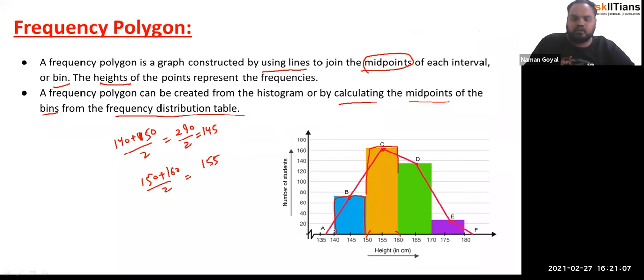Now we have to take the line from before this point, so we take the midpoint of 135 to 140 also, because that interval is not given in our frequency distribution table. That's why we take the frequency as zero. Do the same for the next one, 180 to 190, which is also not given in the table, so we take its frequency as zero. Are you getting my point?